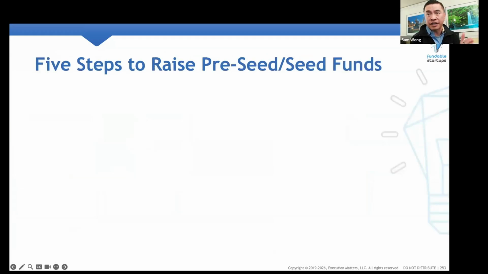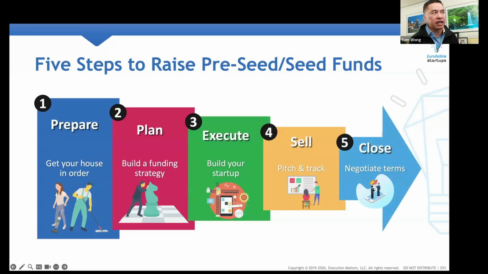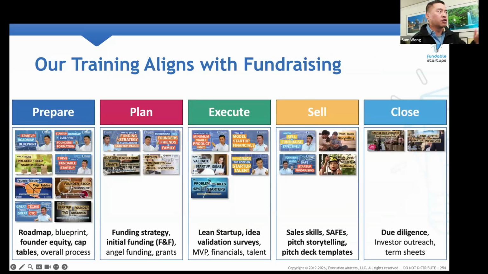So I have a process. Again, I'm a process person. 5 steps to raise pre-seed funds: prepare, plan, execute, sell, and close. I have other training that covers this. It's about building fundability before you try to fundraise. And fundamentally, our training aligns with that process. So these are examples of the training classes in my training program.